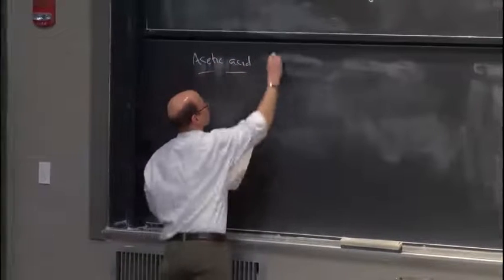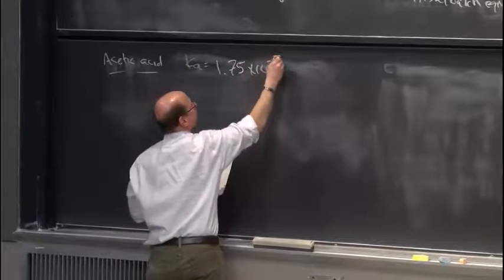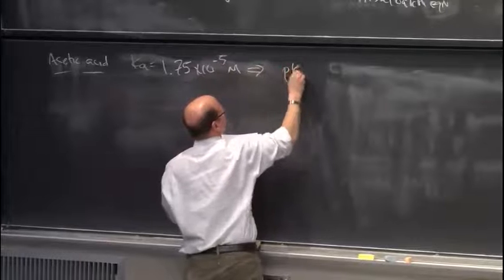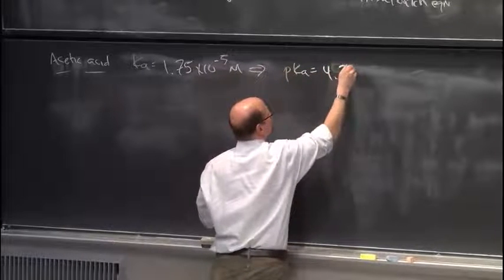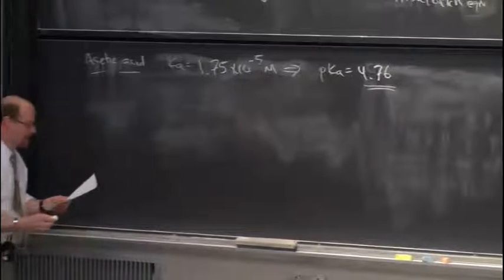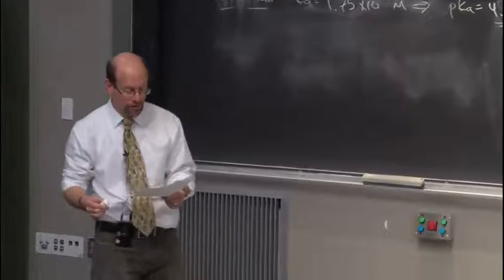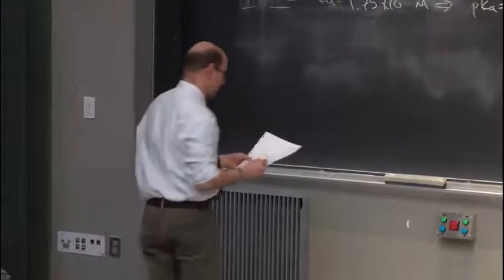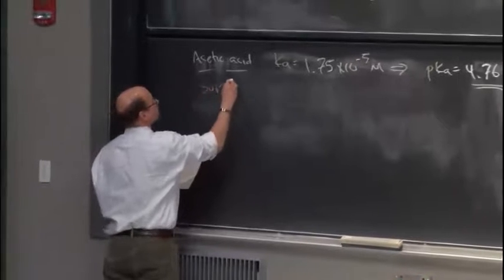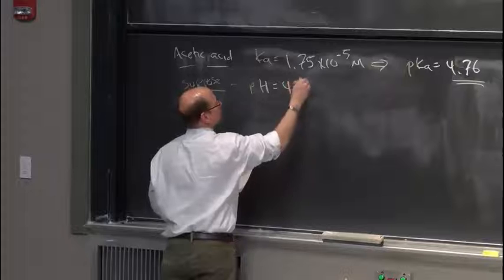You know that acetic acid, I've told you, has a Ka of 1.75 times 10 to the minus 5 molar. And if you take the minus log to the base 10, this means that the pKa is 4.76. That's the pKa for acetic acid. And what does this tell us about a solution of acetic acid at different pHs? So suppose I have a solution of acetic acid, and the pH of that solution is 4.76.